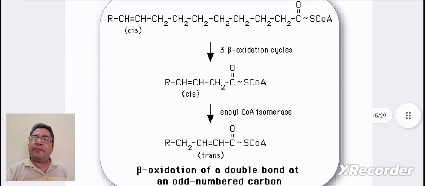In this diagram, we can see that palmitoleic acid undergoes 3 beta oxidation cycles to form a cis bond, which again converts into a trans bond with the help of the enzyme enoyl CoA isomerase.